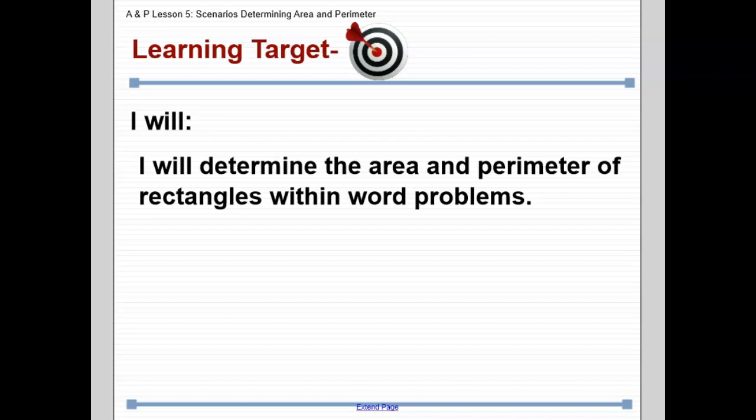Moore here. Today, we will be learning our fifth area and perimeter lesson. By the end of this lesson, you will be able to determine the area and perimeter of rectangles within word problems. Boys and girls, if you don't already have supplies to participate with me in this lesson, please pause the video and get out a pencil and scratch paper so that you can determine the area and perimeters of rectangles along with me.